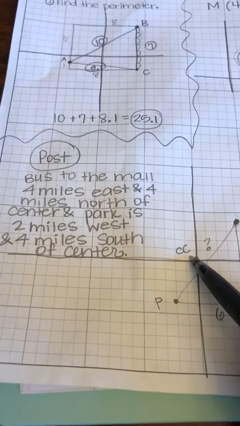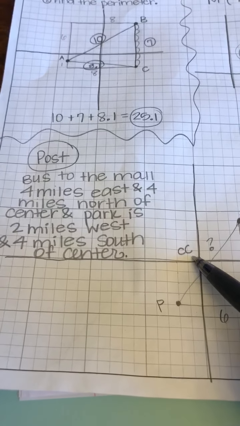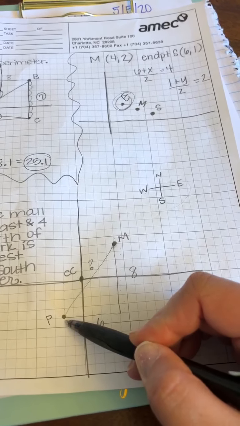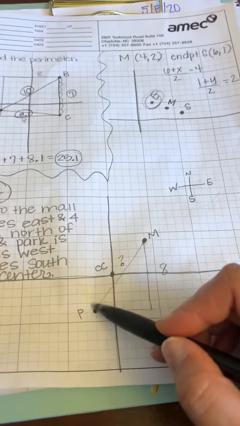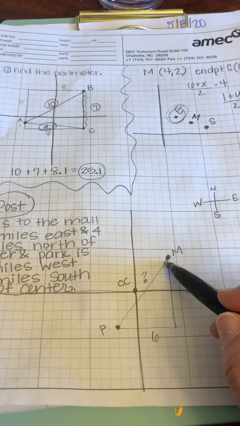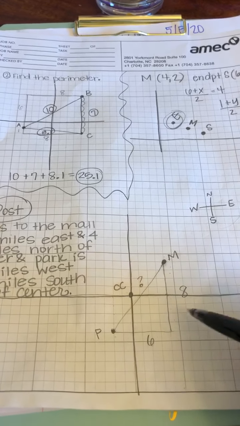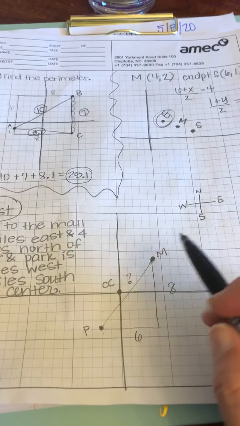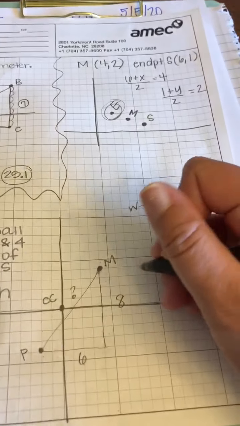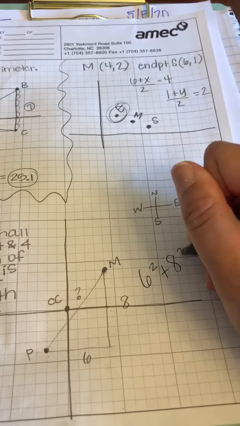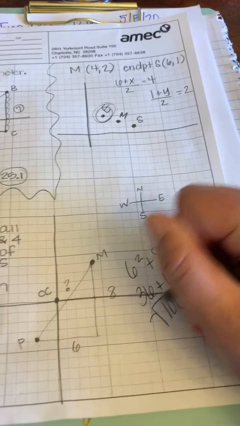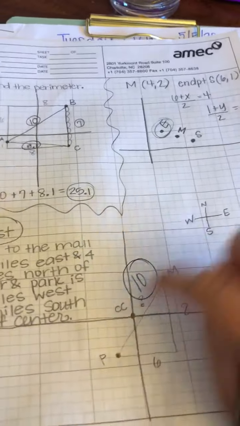And then I went back to the center because it says the park is 2 miles west and 4 miles south. So 2 miles west and then 4 miles south. And then I finally put P for park and M for mall. And it asked me to find the distance between the mall and the park. So again, that is Pythagorean theorem, even though it doesn't say it is. And I created my right triangle with side lengths of 6 and 8. And 6 squared plus 8 squared, that is 36 plus 64, which is 100. Square root of 100 is 10. So these guys were 10 units apart.